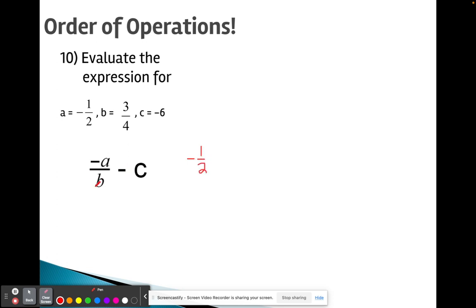Now it says divided by b. B is a fraction. I don't want to write a fraction down here in this denominator because I think that looks funny. So we're going to write that out as -1/2 divided by 3/4. Could I write it this way? Yeah, I don't like it though. And then lastly, minus c. c is -6.